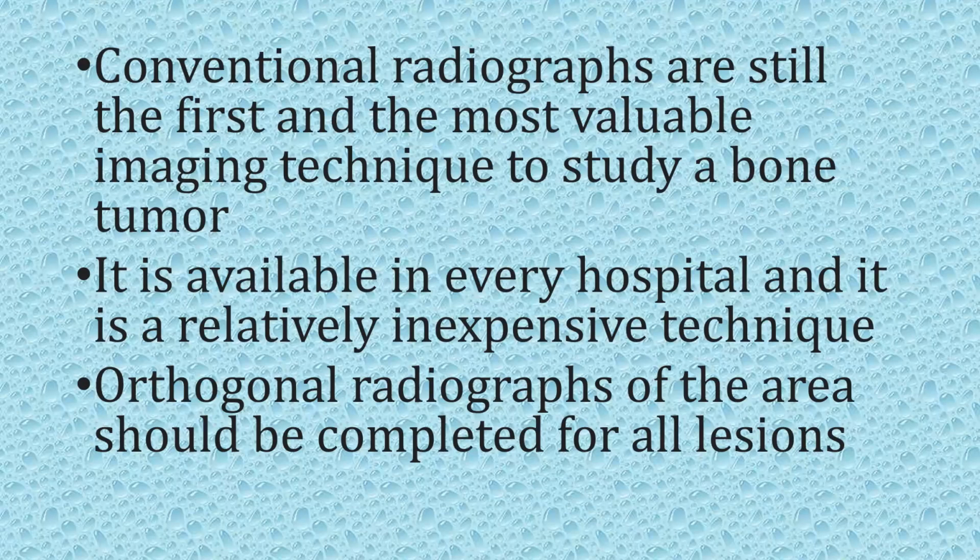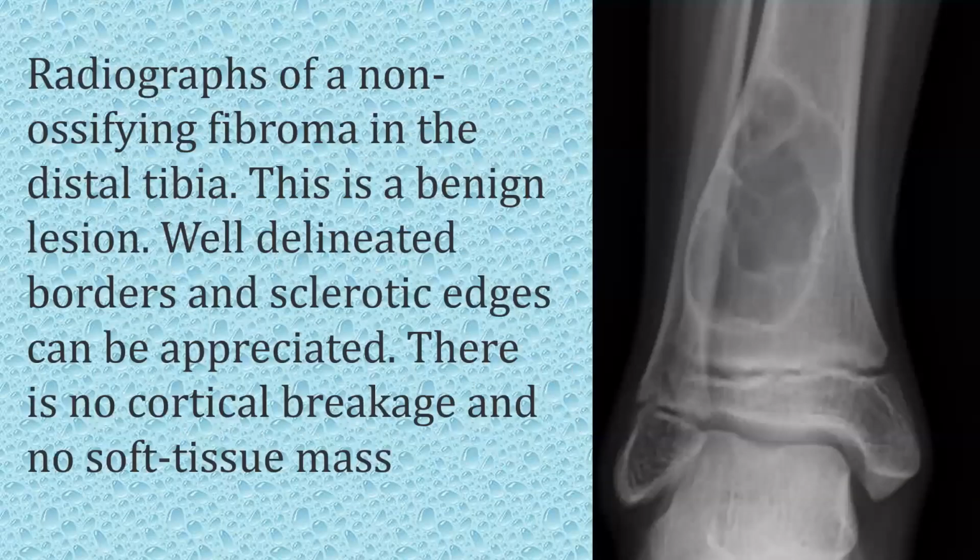This is a radiograph of a non-ossifying fibroma. We know that it's benign because we're able to decide what the tumor is doing to the bone and what the bone is doing to the tumor. This is a benign lesion. Its well-delineated borders and sclerotic edges can be appreciated. There is no cortical breakage and no soft tissue mass.